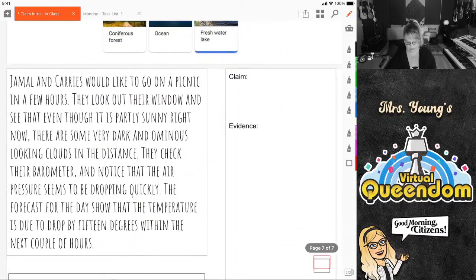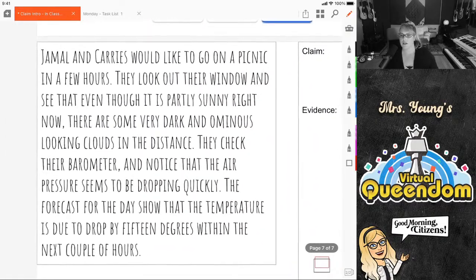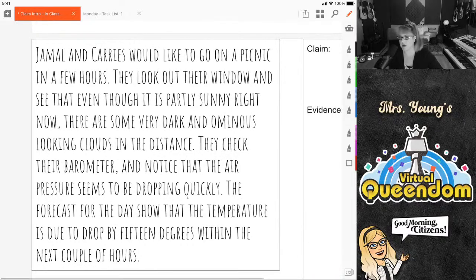Okay. Let's put some things that we notice. Ready? Jamal and Carrie would like to go on a picnic in a few hours. They look out their window and see that even though it is partly sunny right now, there are some very dark and ominous looking clouds in the distance. They check their barometer and notice that the air pressure seems to be dropping quickly. The forecast for the day shows that the temperature is due to drop by 15 degrees within the next couple of hours. What do you observe?